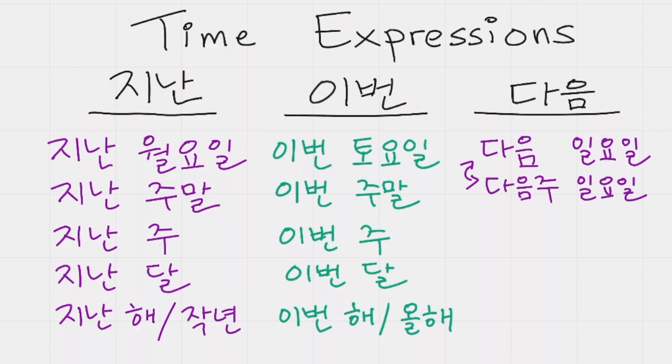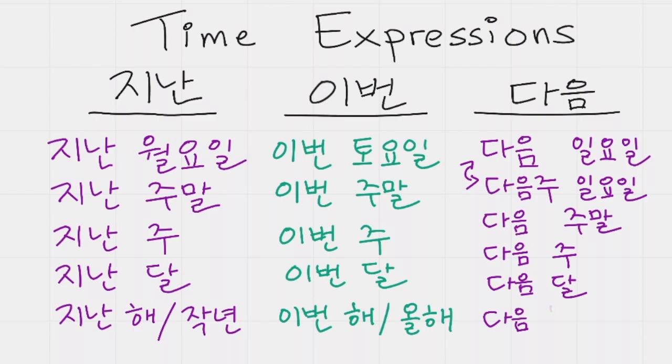And then next weekend, 다음 주말. Next weekend. And then next week, 다음 주, next month, 다음 달, and then next year, 다음 해. And this one also has two ways to say: 내년, 다음 해 or 내년, next year. And again, interchangeable, so you should know both ways to say.